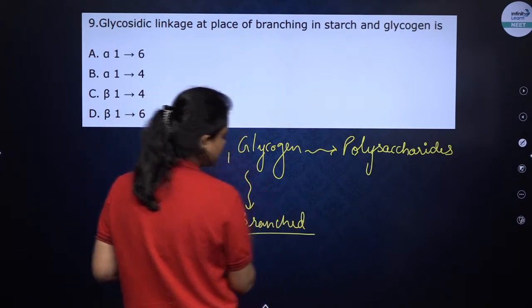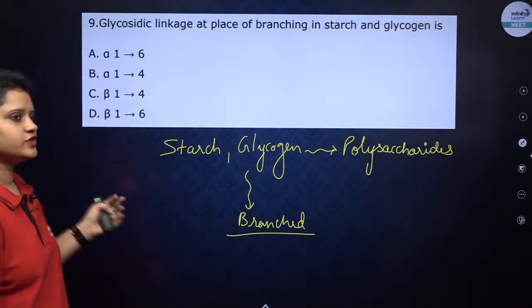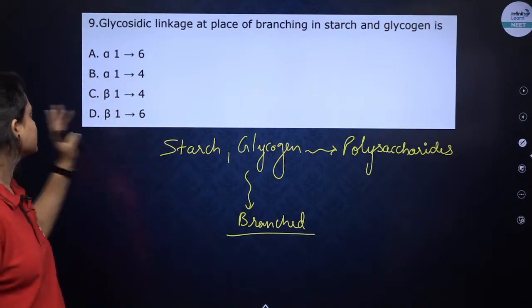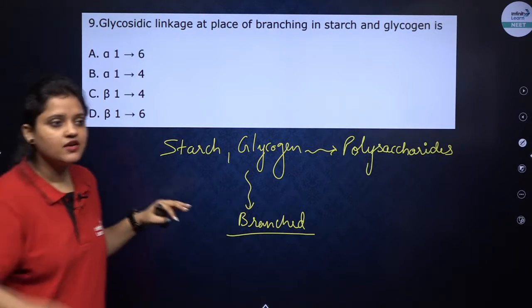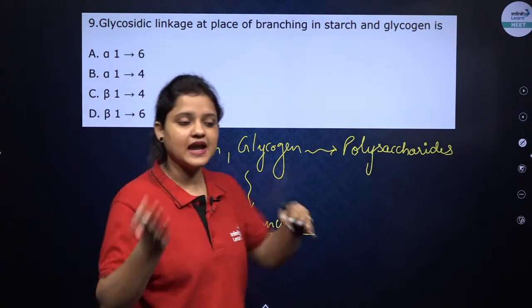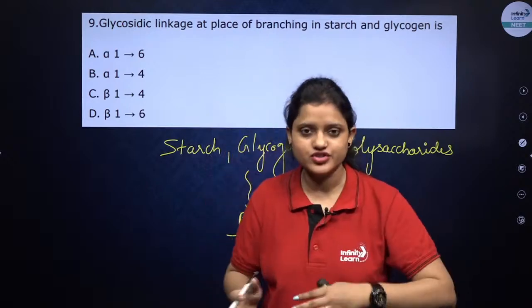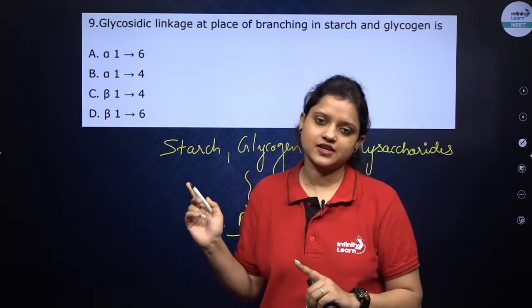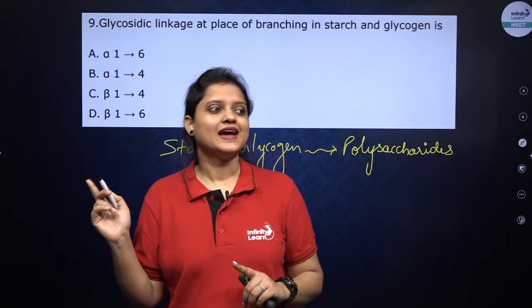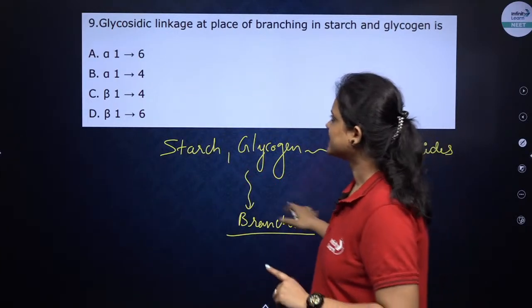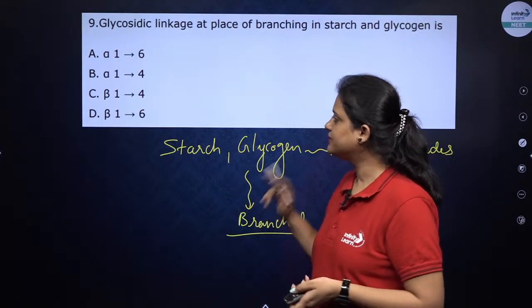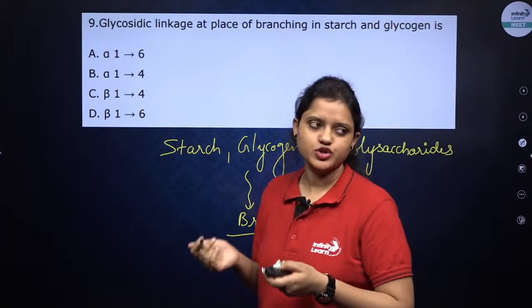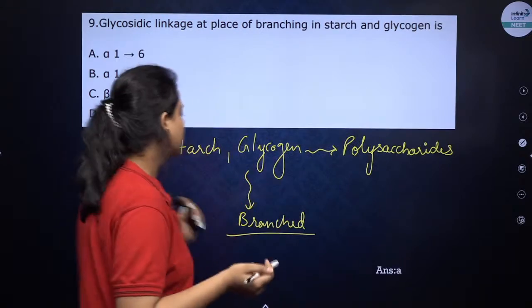Branch structure. Can you tell me what will be the correct option for this question? Alpha 1,6, alpha 1,4, beta 1,4 or beta 1,6. Which linkage will be present at the site of branching of this polysaccharide? Okay. Can you tell which one? Alpha 1,6, alpha 1,4, beta 1,4 or beta 1,6. The correct option will be alpha 1,4.